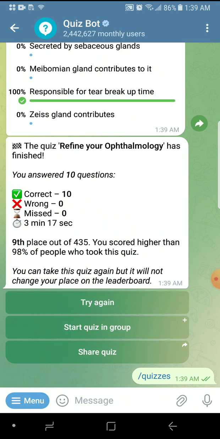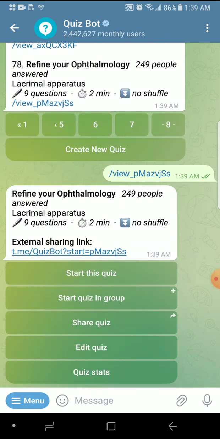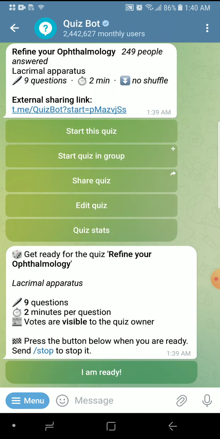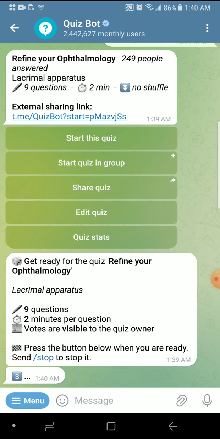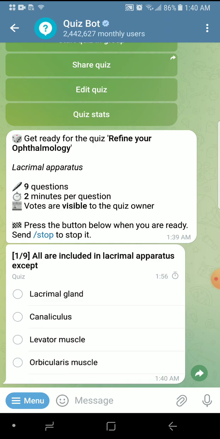Now the last one, let us come to the lacrimal apparatus. Okay, so lacrimal apparatus means all the glands which are producing tear film and the anatomy which takes tears into the nose. Now, lacrimal gland is of course involved. Puncta, canaliculi, common canaliculus, lacrimal sac, nasolacrimal duct, and it opens into the inferior meatus of the nose.